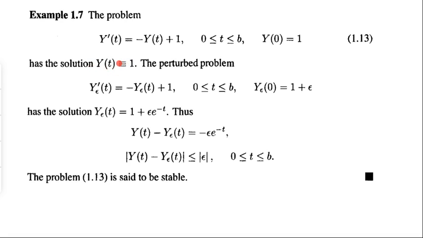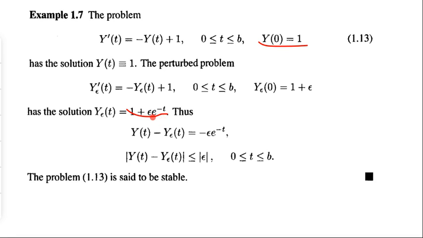Now let me perturb this problem. We will change this initial condition from 1 to 1 plus epsilon. With this change, we have a new problem: y epsilon prime equals minus y epsilon plus 1, subject to this initial condition, y epsilon at 0 equals 1 plus epsilon. You can see easily the solution of this new problem will be this function, 1 plus epsilon times e to the minus t.